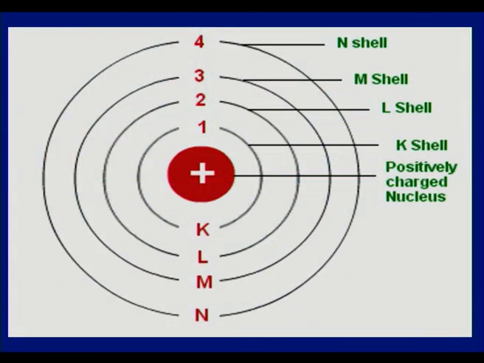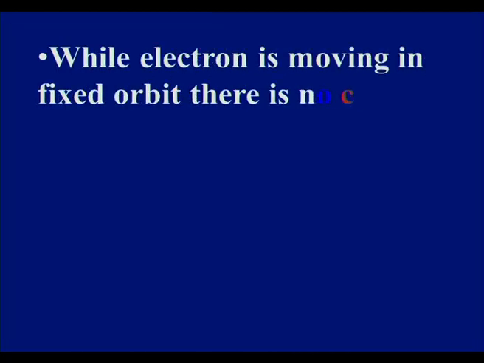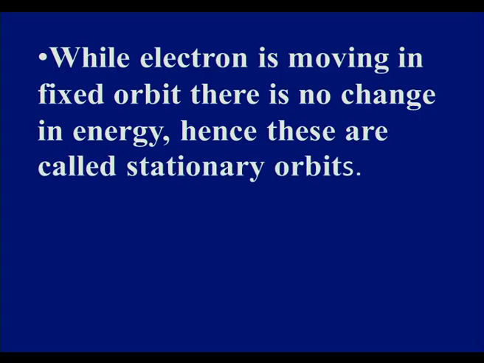See children, here in this diagram you can find different types of shells, K, L, M, N shells. First shell is K shell, second shell L shell, third shell M shell, and fourth one is N shell, and the total positive charge is located at the center of the atom, that is nothing but the nucleus. While an electron is moving in a fixed orbit, there is no change in the energy. Hence, these orbits are called stationary orbits.